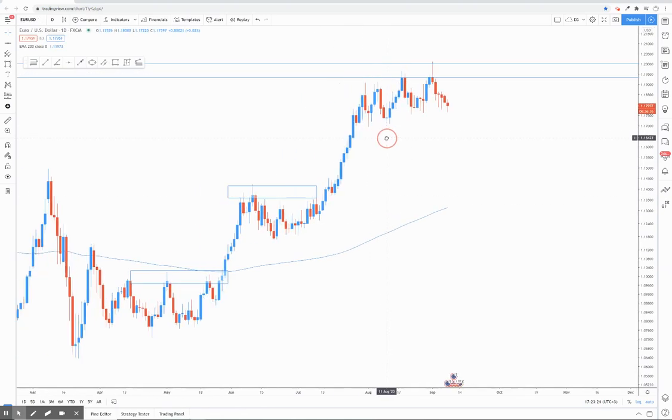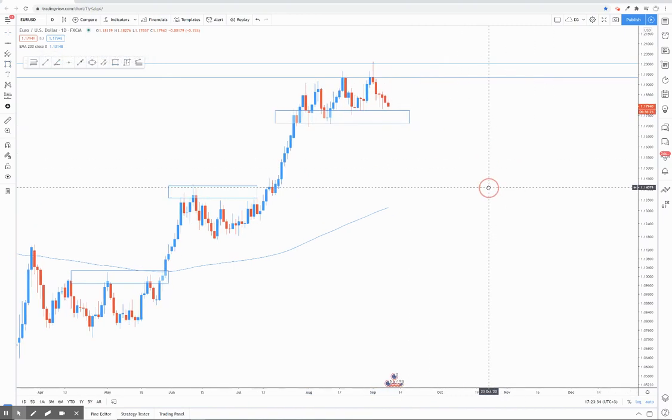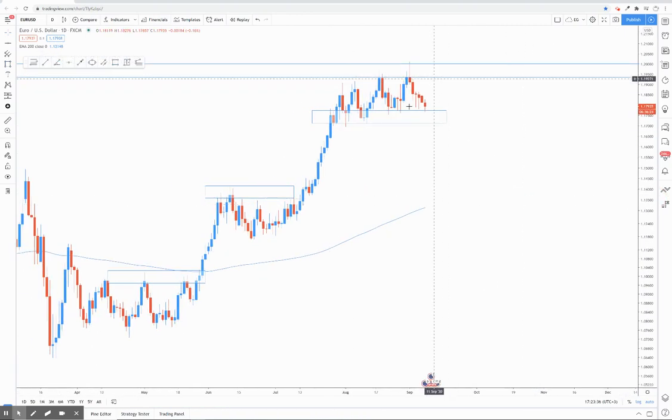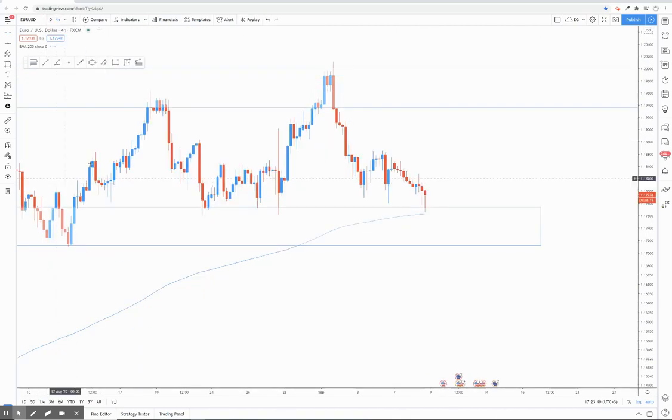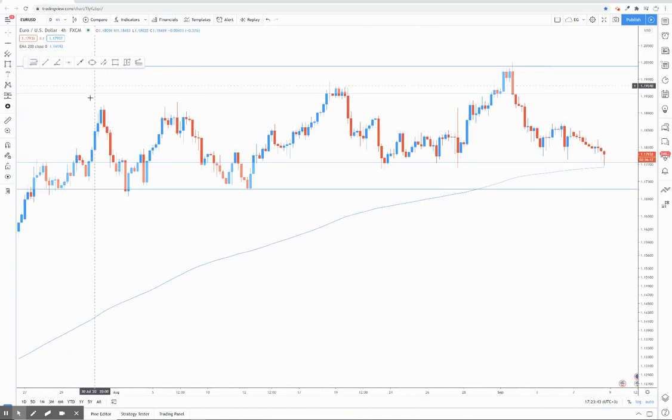The euro US dollar, again, no, nothing here. If you've seen the last couple days, we're just stuck between these two levels. And we need to wait for something to happen, right? Again, we have a bit of a wedge forming on the 4 hour time frame and the daily, but nothing that I would enter right now. It's just really bouncing off these two levels.